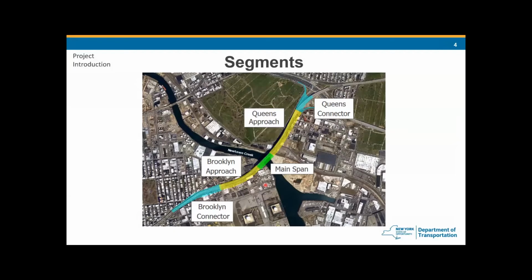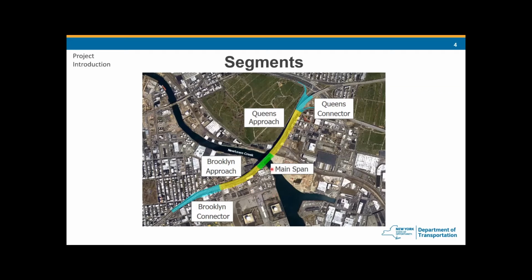The project is divided into three segments: the main span segments, Brooklyn-Queens approach segments and Brooklyn-Queens connected segments. And the project is also divided into 2 phases, where you see my laser point. This is the phase 1 project. It's a design-build project, and phase 2 is a design-build project.